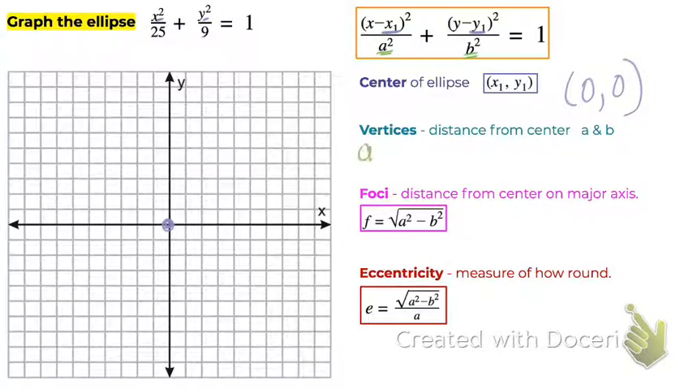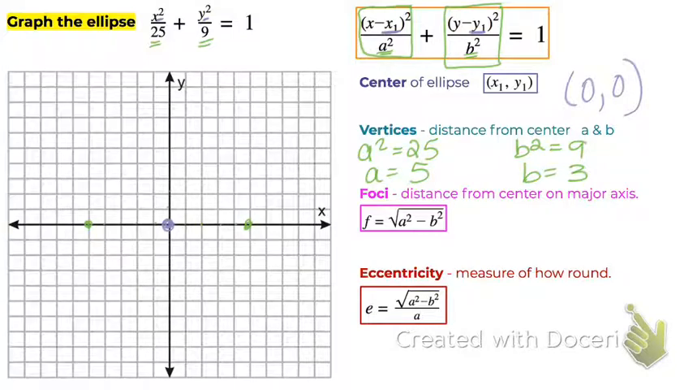So if a squared is 25, that means the distance from the center along the x-axis is 5. So I'm going to go 5 to the right and 5 to the left. And then if b squared is 9, then b is 3. That means the distance up and down, just like the y-axis from the center, is 3. So this is our graph.